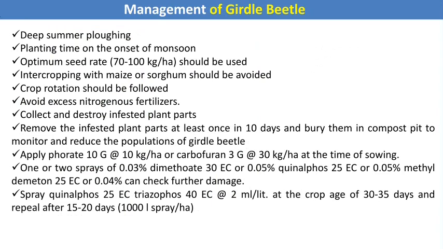For the management of girdle beetles, you should follow these techniques: summer plowing, adjustment of planting time, use of optimum seed rate, intercropping with maize and sorghum, crop rotation with non-host crops, avoiding excess use of nitrogen fertilizers, and collecting and destroying the infested plant parts. Remove the infested plant parts at least once in 10 days and bury them in a compost pit to monitor and reduce the population of the girdle beetle. These are some of the recommended insecticides we can also use against girdle beetles in the soybean crop.